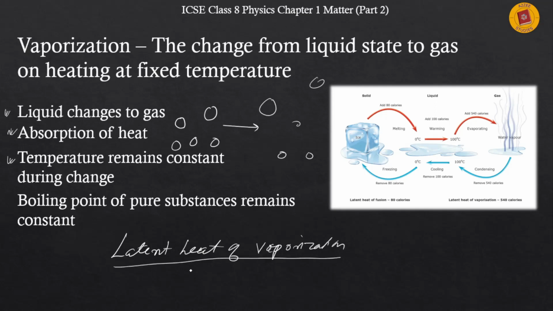So why can we not see any temperature change? Because the heat that has been provided is taken away by the molecules in increasing the kinetic energy. So the temperature change does not occur, we cannot see it. Right? Boiling point of pure substances remains constant. For example, pure water, the boiling point is 100 degrees centigrade. Wherever we go, whatever sample we take from wherever, the boiling point of pure water will remain like this.